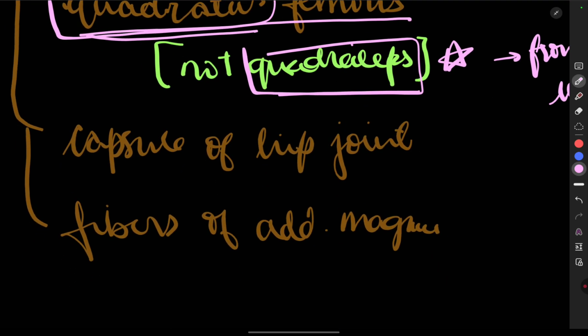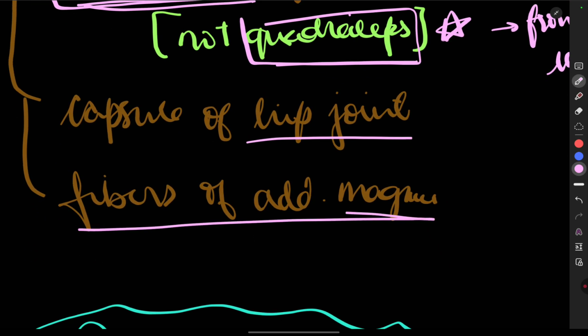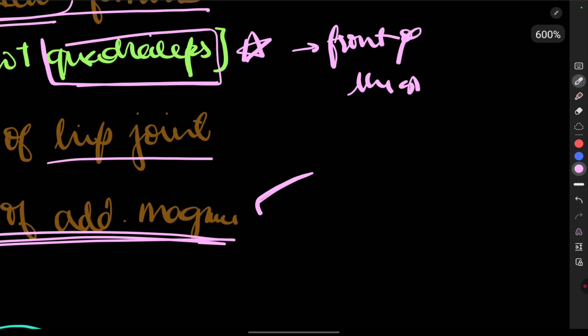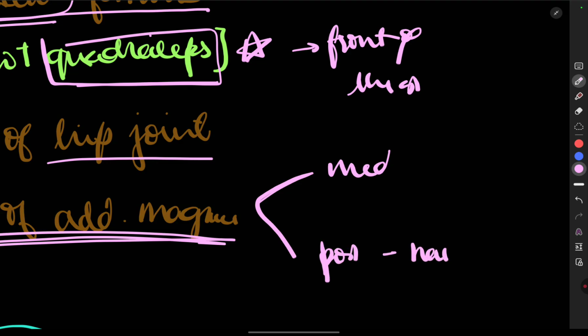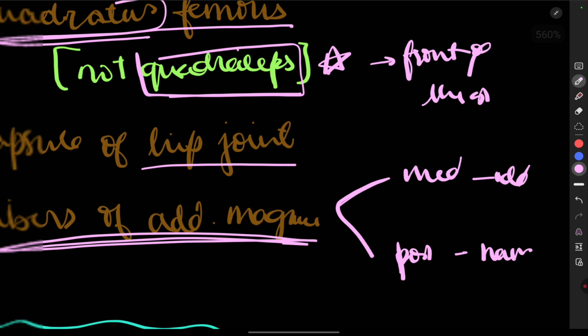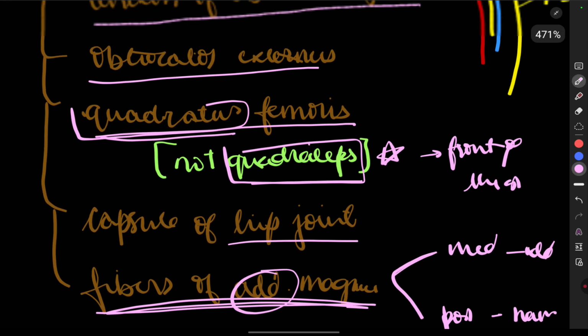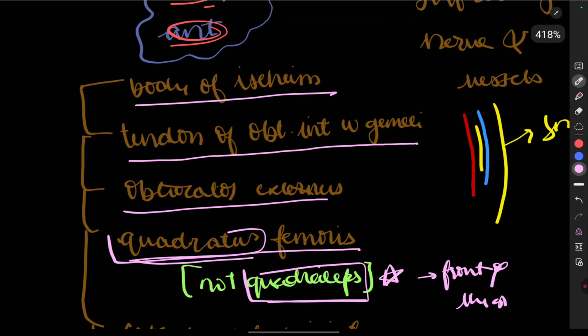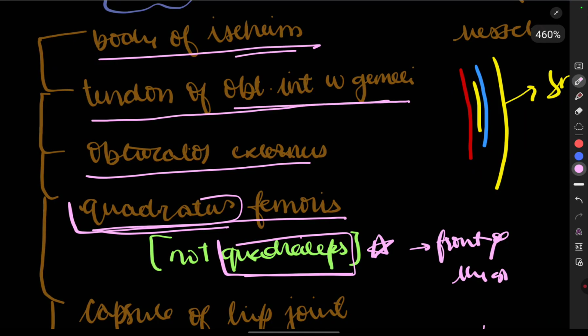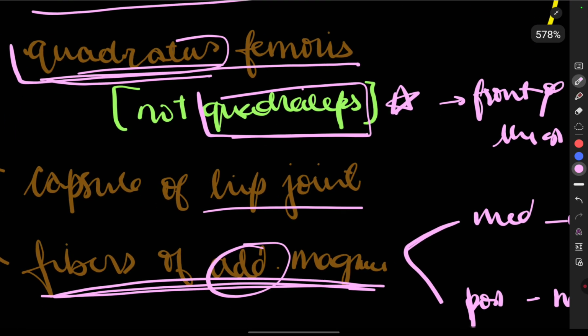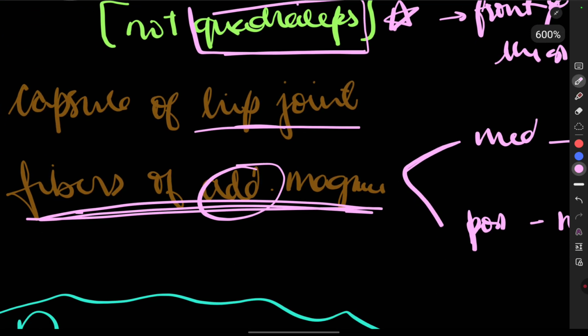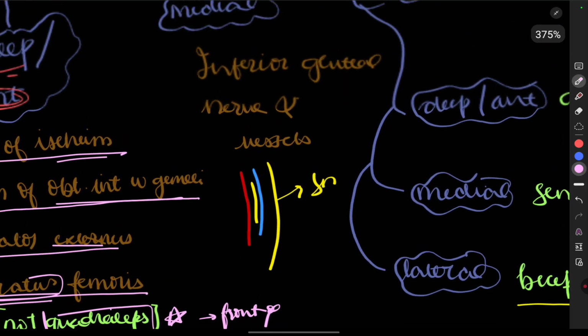Okay, the quadratus femoris, capsule of the hip joint, and fibers of the adductor magnus, because we know that it is a hybrid muscle. It is also on the medial side and on the posterior side, acting as a hamstring, and the medial side acting as the adductor. Okay, adductor magnus. So see, okay, on the deep or the anterior we have the ischium, the obturator muscles, internus and externus, both the quadratus femoris, the capsule of hip joint, and the fibers of the adductor magnus muscle.